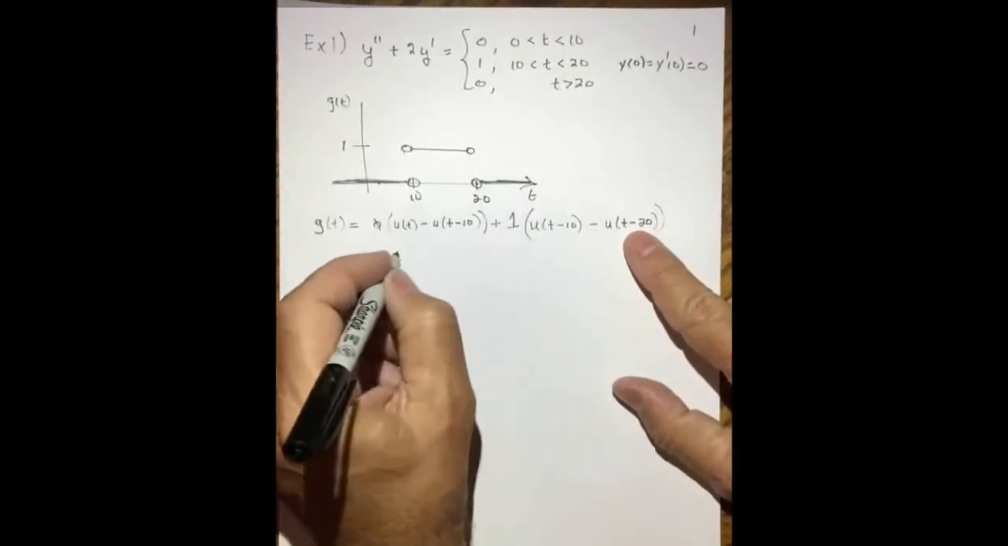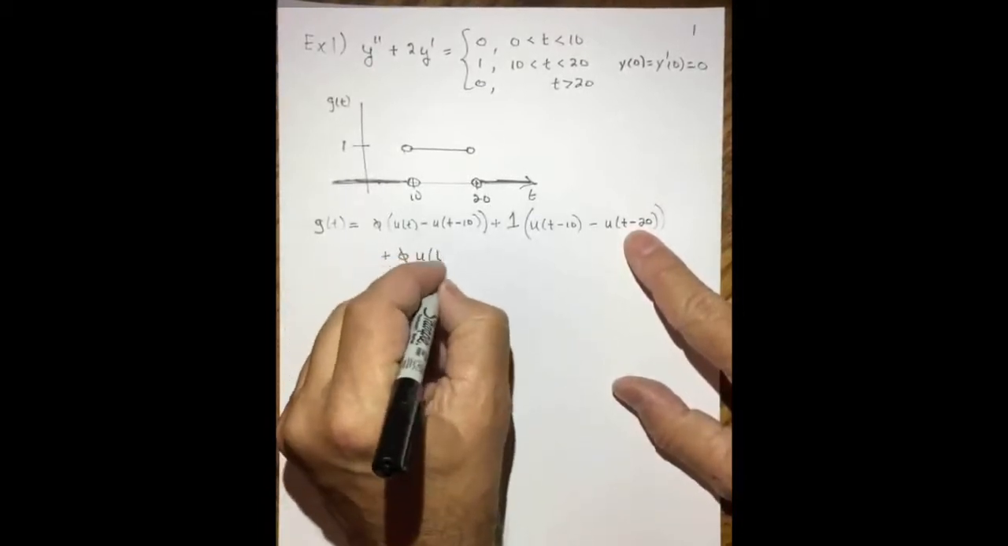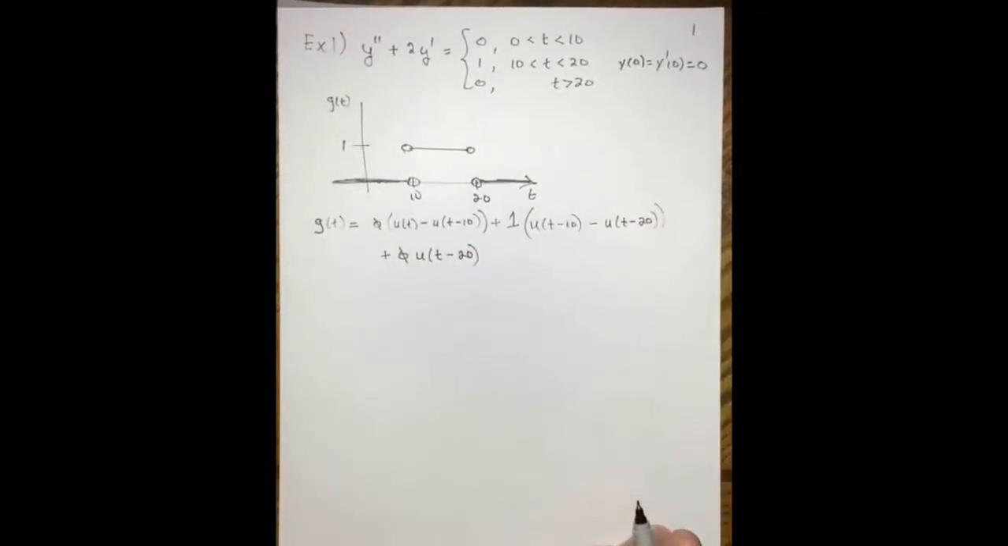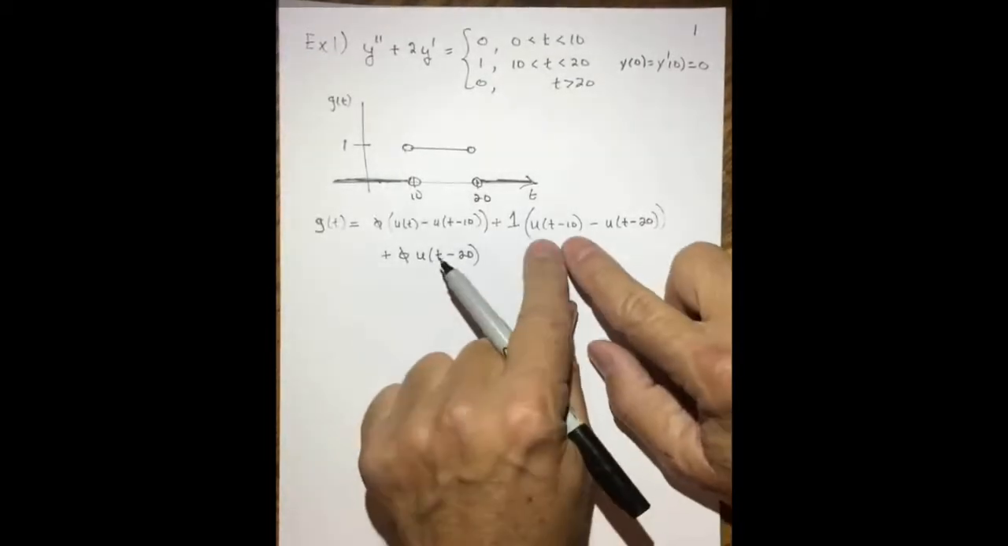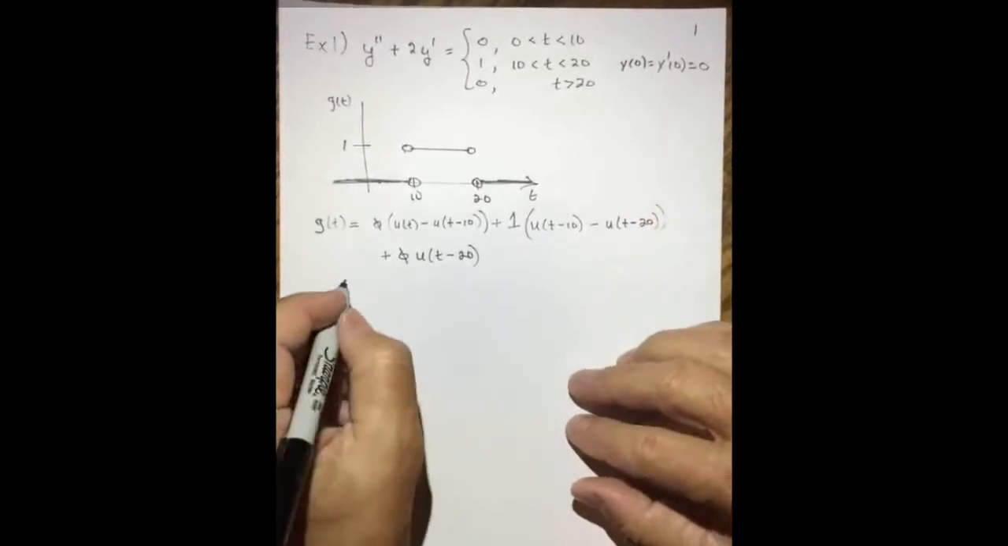Then what happens? Well, it's 0. It's turned on at 20 and never turned off. Now, if you proceed that way from left to right, put your jumps in, turn it on, turn off, you won't ever get into trouble.